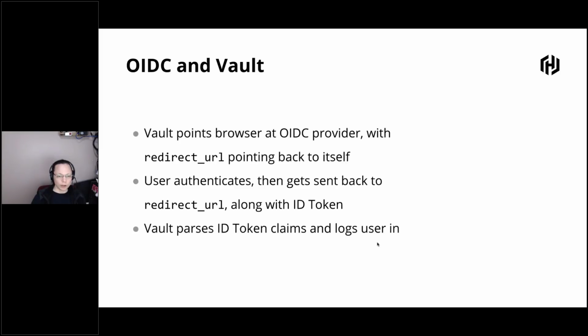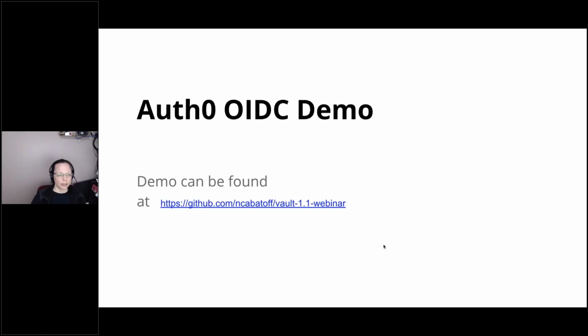This last bullet is what we already had with the JWT authentication method from older versions of Vault. So it's the bits preceding this that are new in Vault 1.1. Let's go and try our first demo.